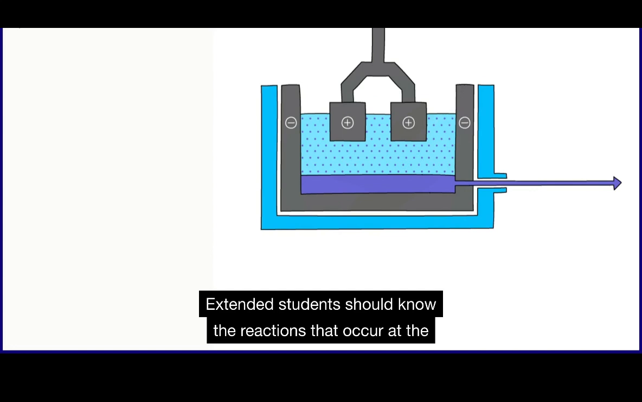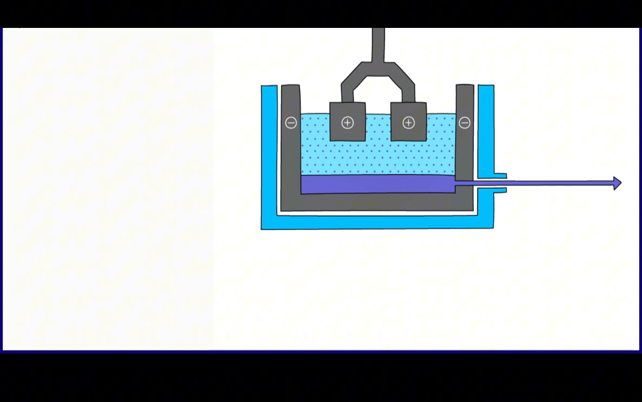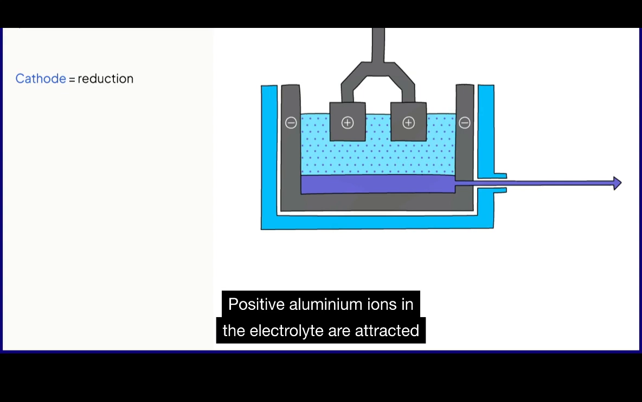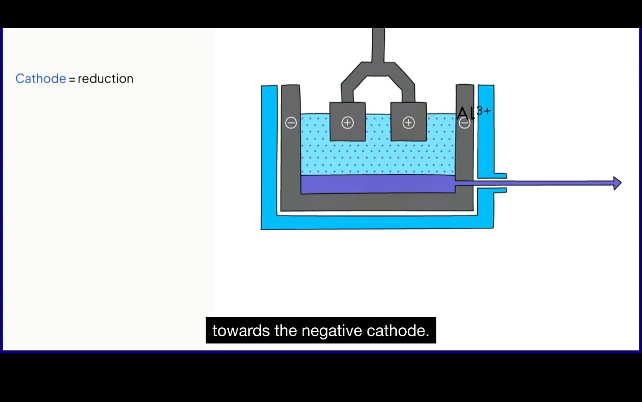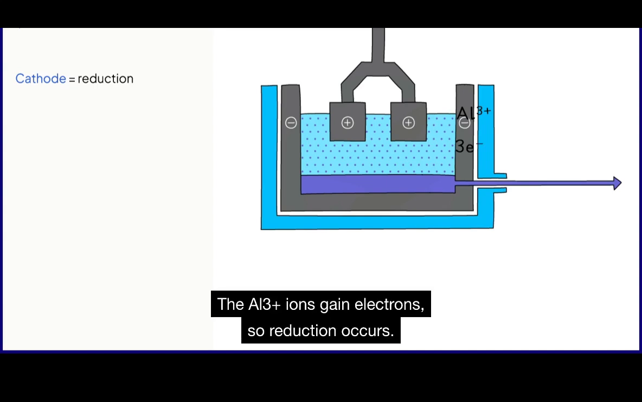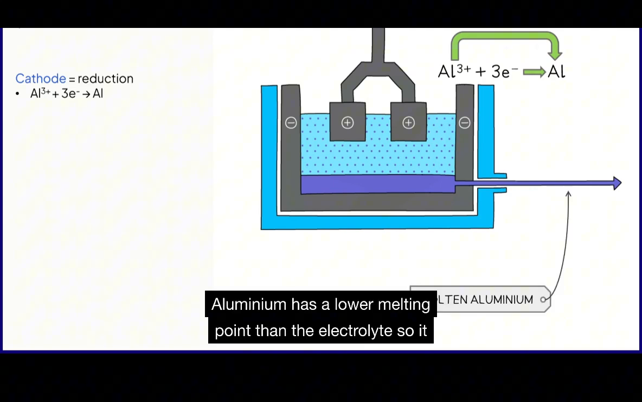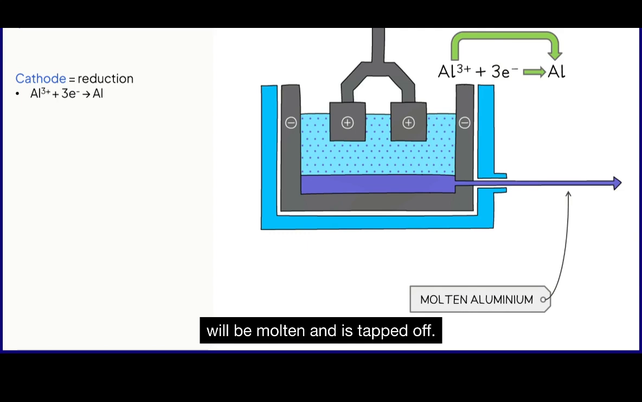Extended students should know the reactions that occur at the cathode and anode and be able to give the half equations. At the cathode, reduction occurs. Positive aluminium ions in the electrolyte are attracted towards the negative cathode. The Al3+ ions gain electrons, so reduction occurs. Aluminium has a lower melting point than the electrolyte, so it will be molten and is tapped off.